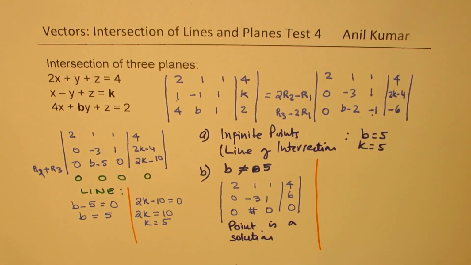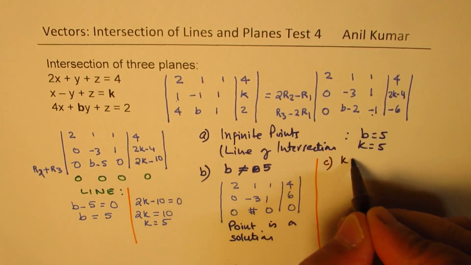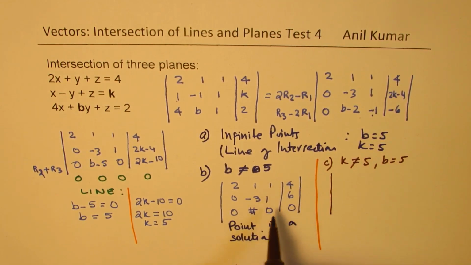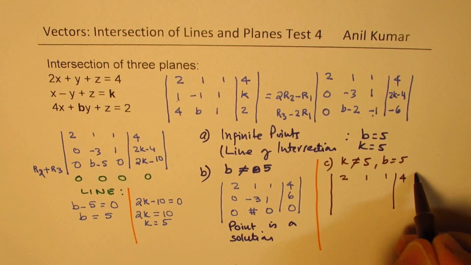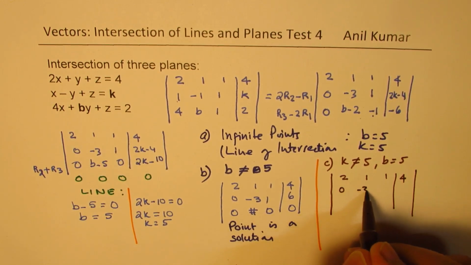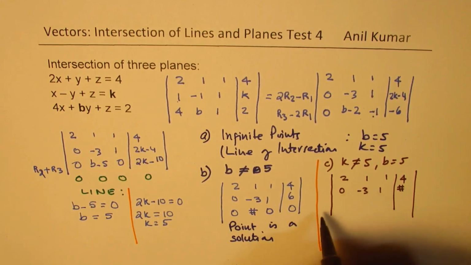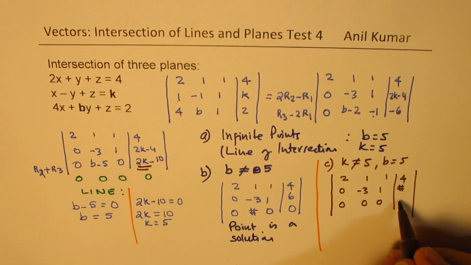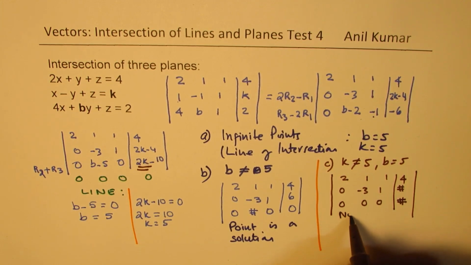Now, let's consider part C. So let me do it in a different ink. And part C is that k is not equal to 5, but b we are maintaining as 5, right? So in that case, what happens? If k is not 5, then we get 2, 1, 1, 4, right? And here we get 0, minus 3, 1, some number, like we got some number last time. But in this case, we have 0, 0, 0. But since there is k here, and k is not 5, we'll get a number here. Right? So after going through this solution, now I realize that there is no solution.